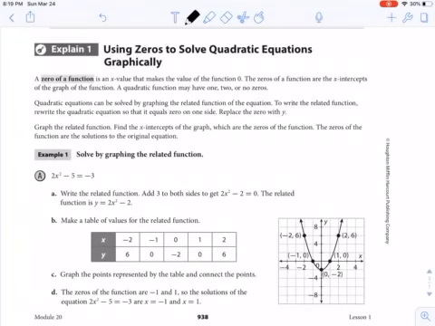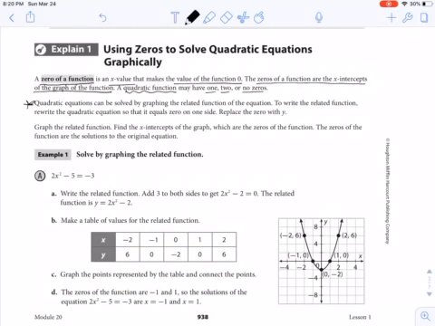So a zero of a function is an x value that makes the value of the function 0. The zeros of a function are the x-intercepts of the graph of the function. A quadratic function may have 1, 2, or no zeros.